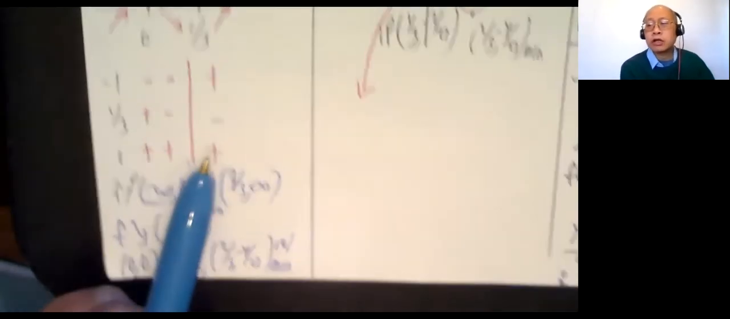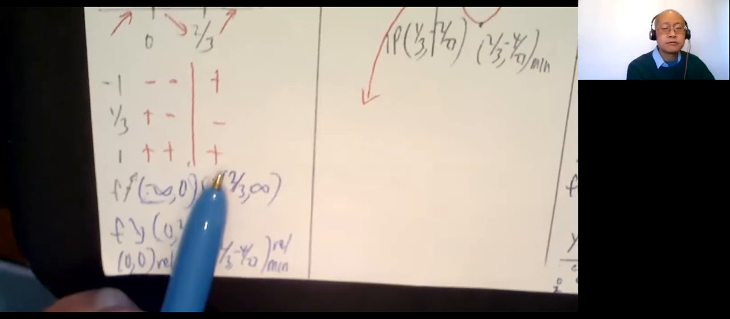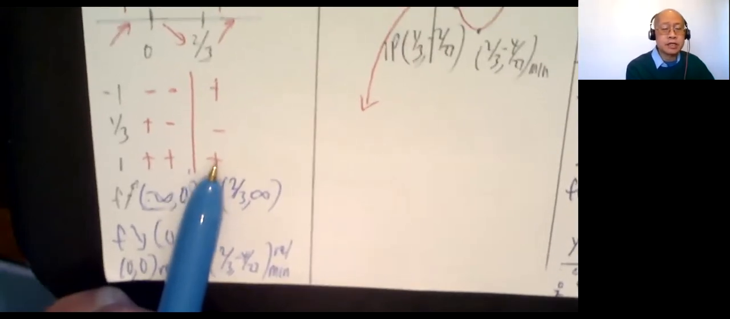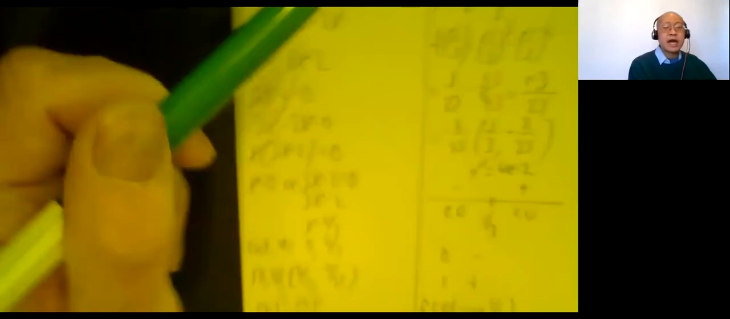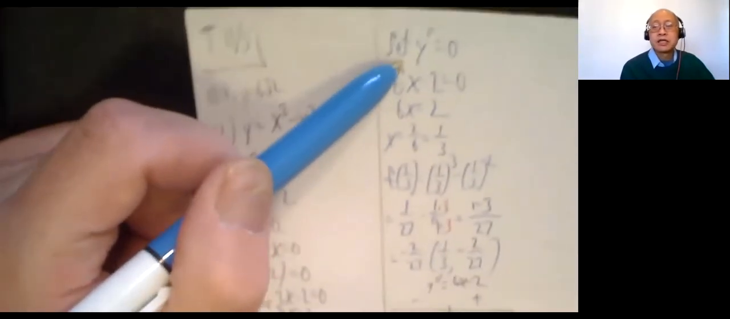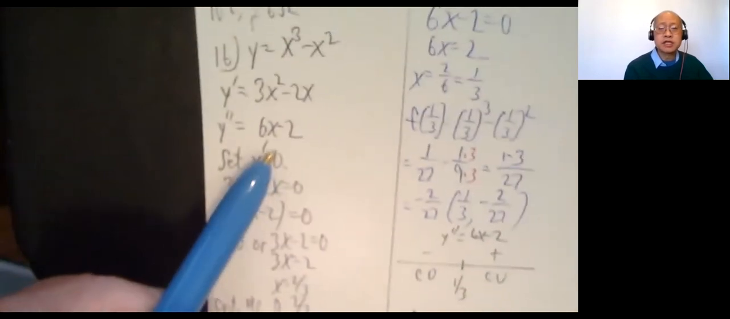So right now, all of this is old stuff. Now for the new stuff, second derivative analysis. You basically do the same thing. So you know how we set y prime equal to 0? Everything here is just like last time. Now you do the same thing for y double prime. Set y double prime equal to 0. My second derivative was 6x minus 2.